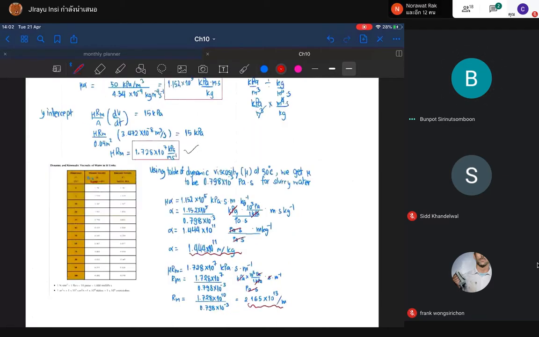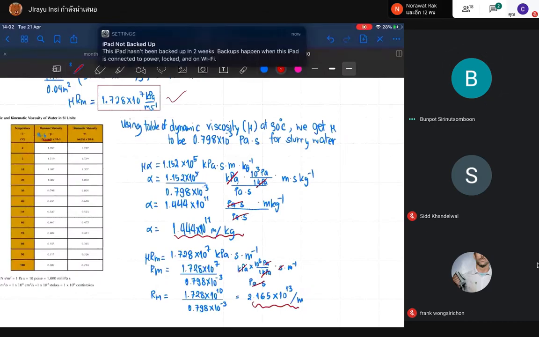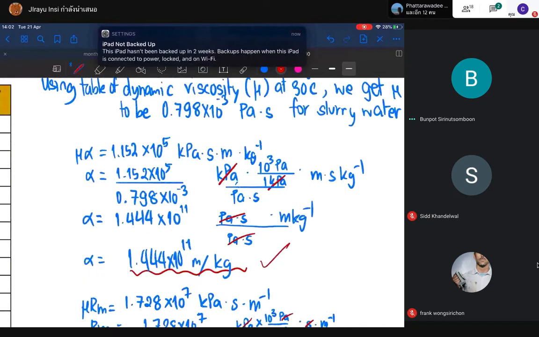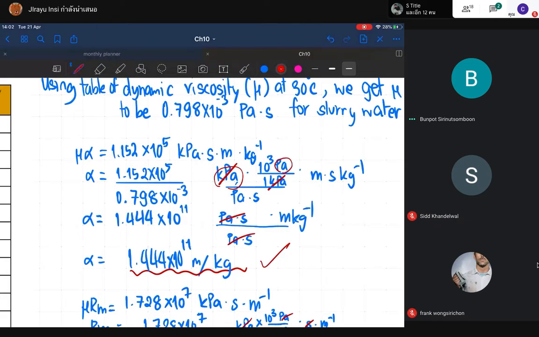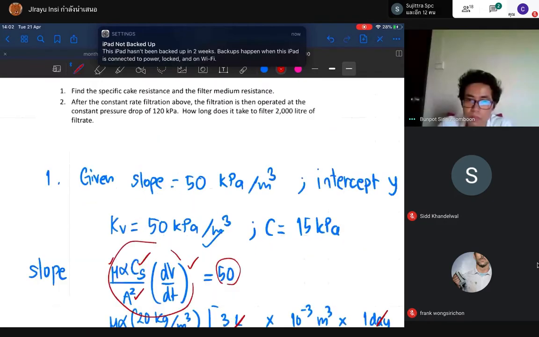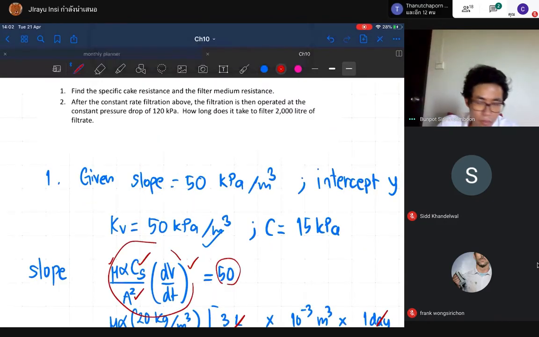Okay, and then after that, I rearrange the equation and get this. And don't forget to change from kPa to Pa, because the unit of viscosity is Pascal times second. And now the next question asks, after the constant filtration rate above, the filtration is then operated at a constant pressure drop of 120 kPa. How long does it take to filter 2000 liters of filtrate?